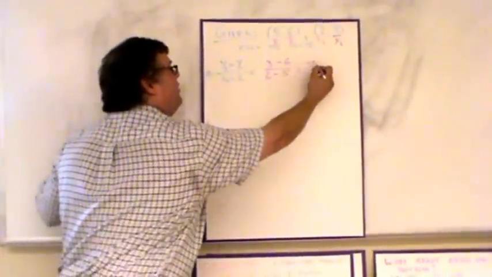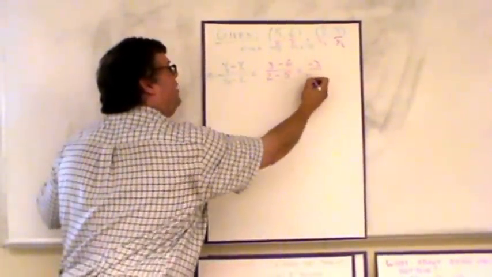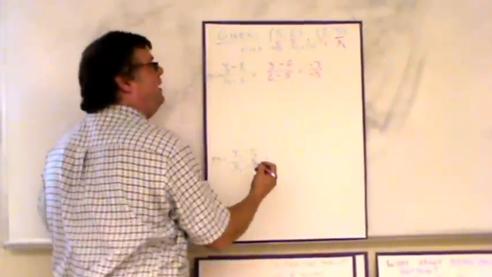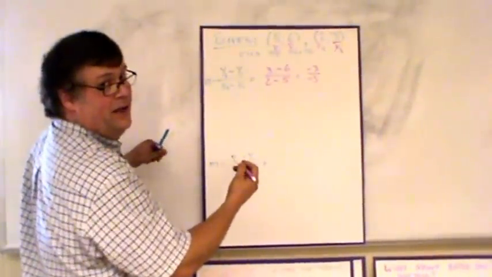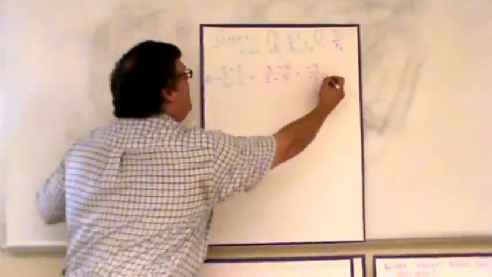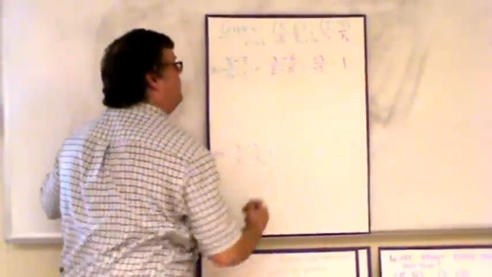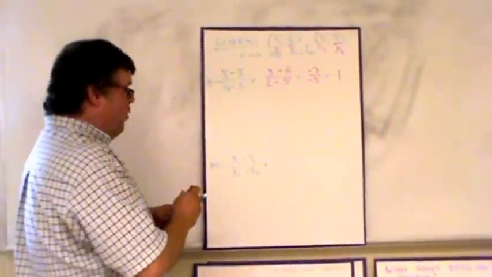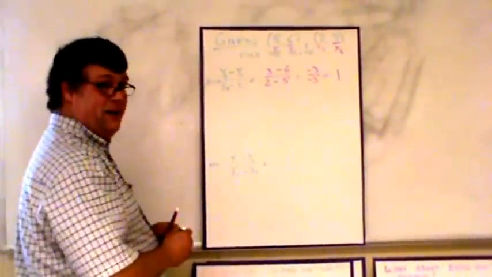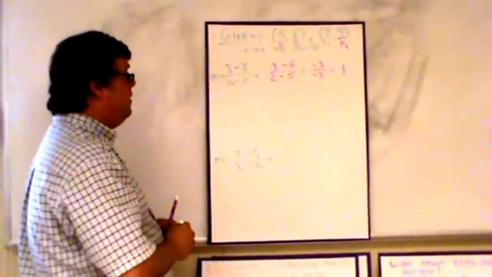3 minus 6 gives you negative 3. 2 minus 5 gives you negative 3. Negative over a negative gives you a positive. And 3 over 3 is going to give you 1. So the slope is 1 for this particular given set of points.